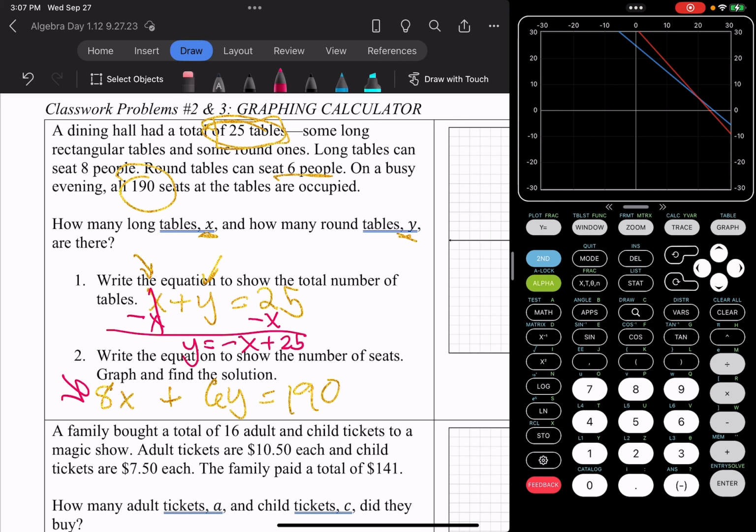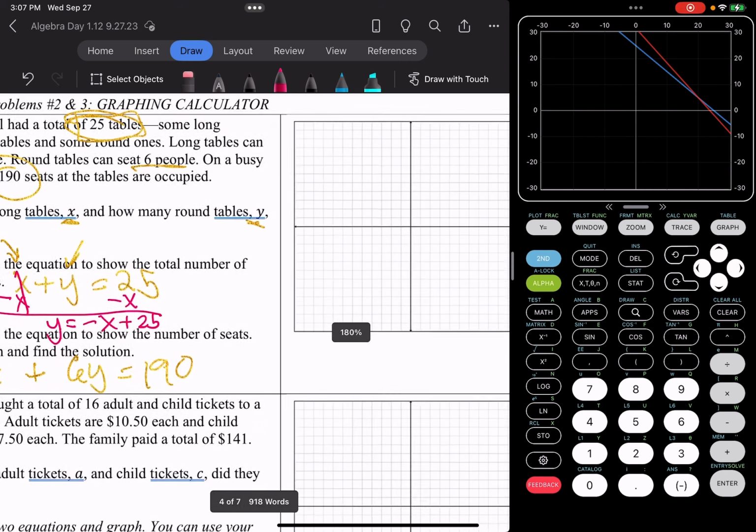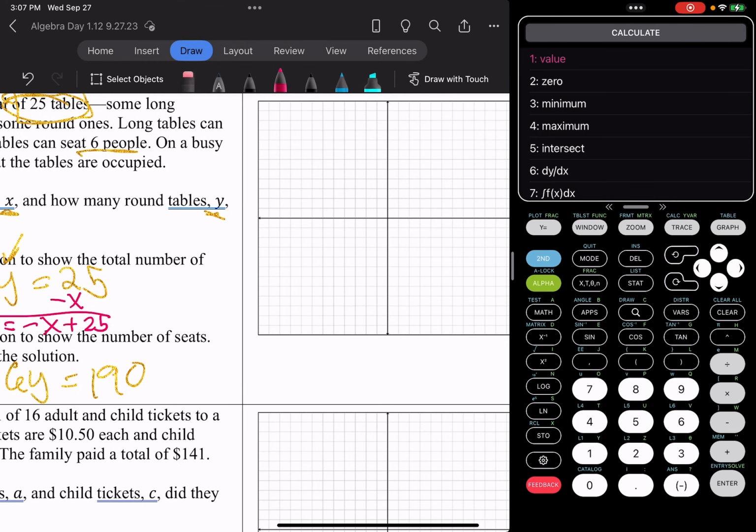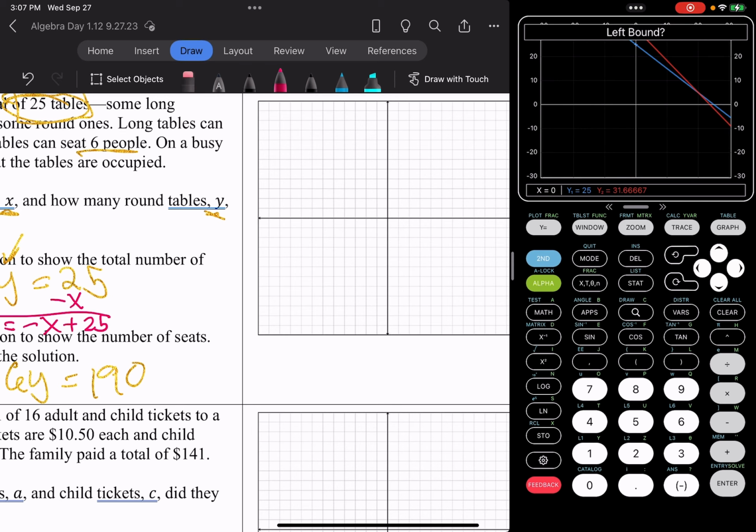To calculate the intersection, I'm going to press second, calc, and then 5 for intersect. Left bound, we hit enter. Right bound, I'm going to move to the right. Just use your arrow keys.